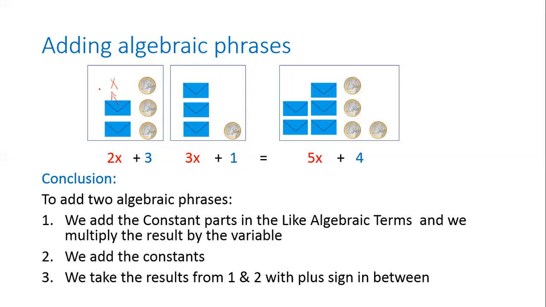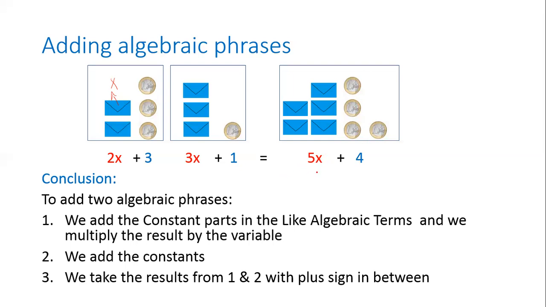Now let's assume that we take all of this money and put it in this box. So we take the 2 envelopes from here and the 3 envelopes from here, and we put them all together, so we get 5 envelopes. Again, we take the 3 coins from here in addition to the 1 coin from here, and we put them together here, so we get 4 coins. And now, since each of these envelopes contains x euros, the total amount of money in these envelopes will be 5x. And here we count 4 euros.